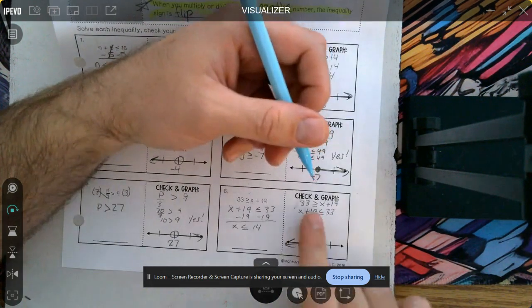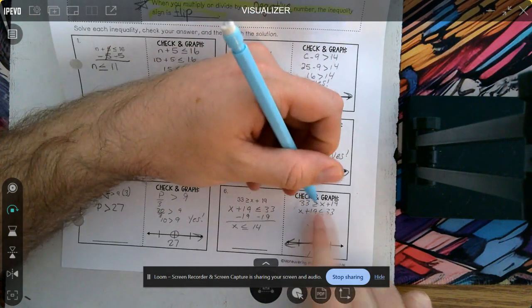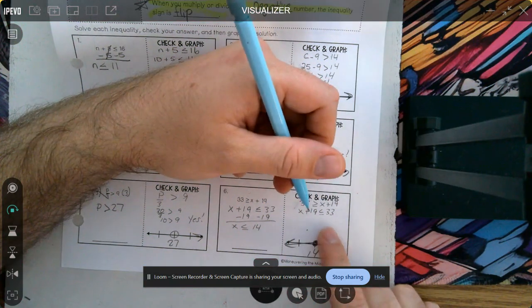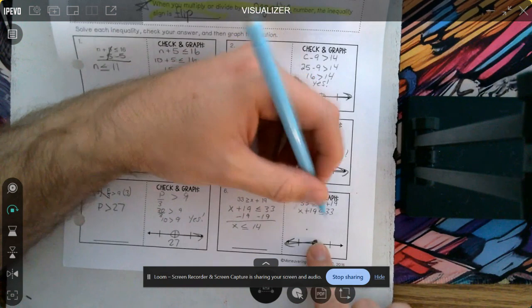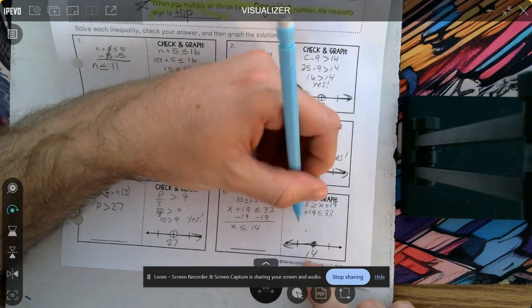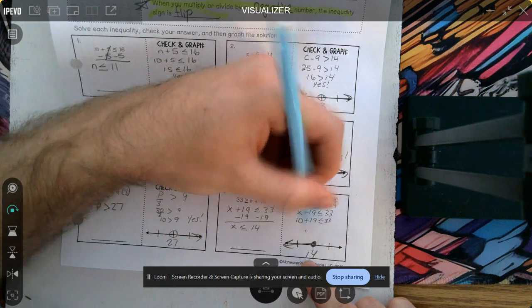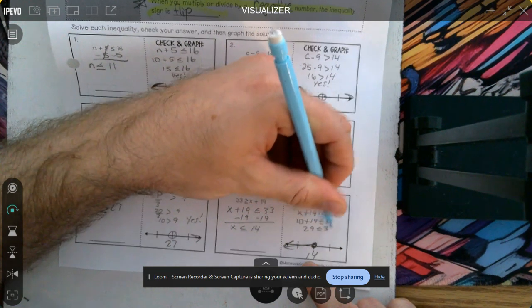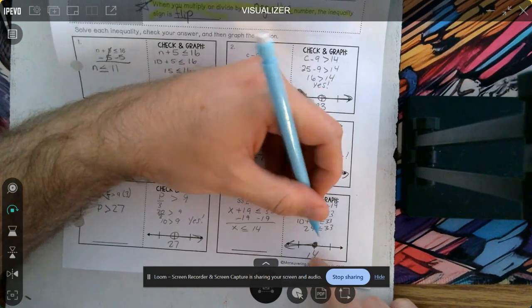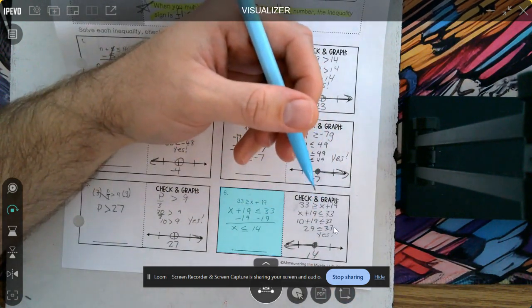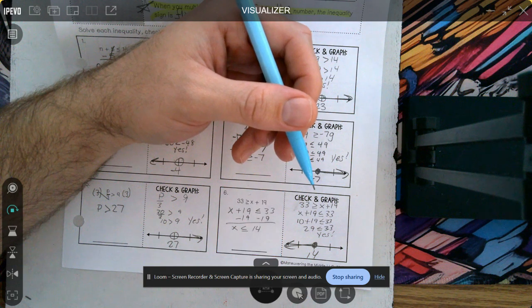All right, guys, here's your work for the check. So 33 is greater than or equal to x plus 19. You flip it around. You get x plus 19 is less than or equal to 33. Substitute a value that's less than 14. So let's try 10. 10 plus 19 is less than or equal to 33. 29 is less than or equal to 33. Is that true? Yes. So we graphed it correctly. Good job. There will be a part 2 video for the back half of the note sheet.